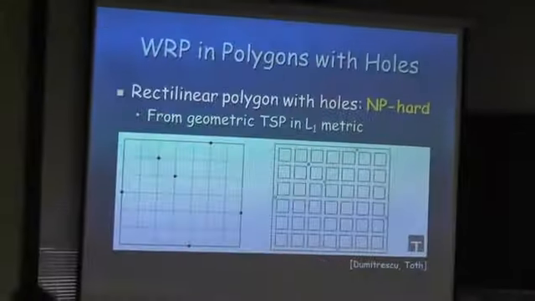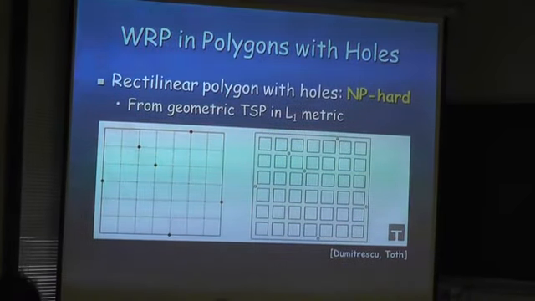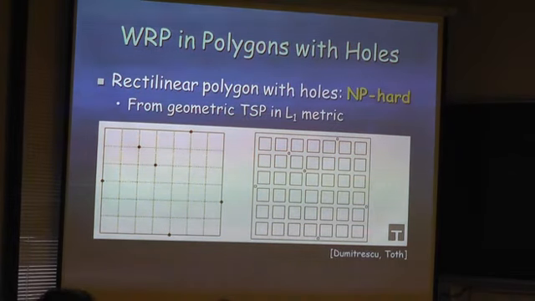Okay, so in a polygon with holes, it is NP hard. And just to flash a hardness proof at you, I'll do this. So it's known that if I give you points on an integer grid, finding a shortest tour on that grid, it's called a Hamilton tour of those points, that's a hard problem. I mean, deciding if there's a tour of length less than a certain amount.